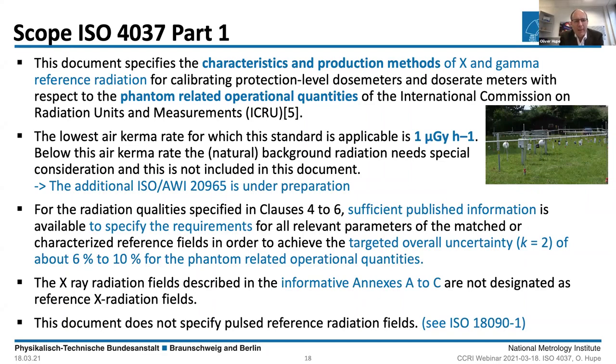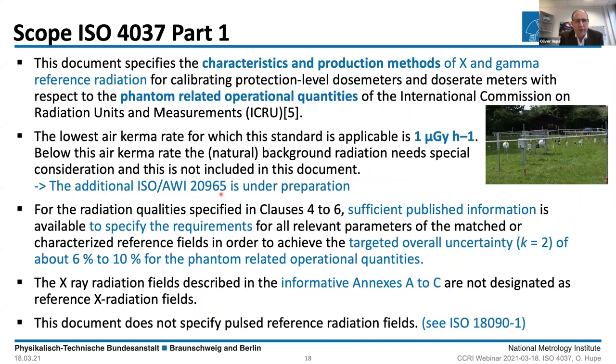The lowest air kerma rate for which the standard is applicable is 1 microgray per hour, because at lower dose rates, you have to take care about the background radiation. This will be done in the new ISO standard, which is at the moment under preparation.